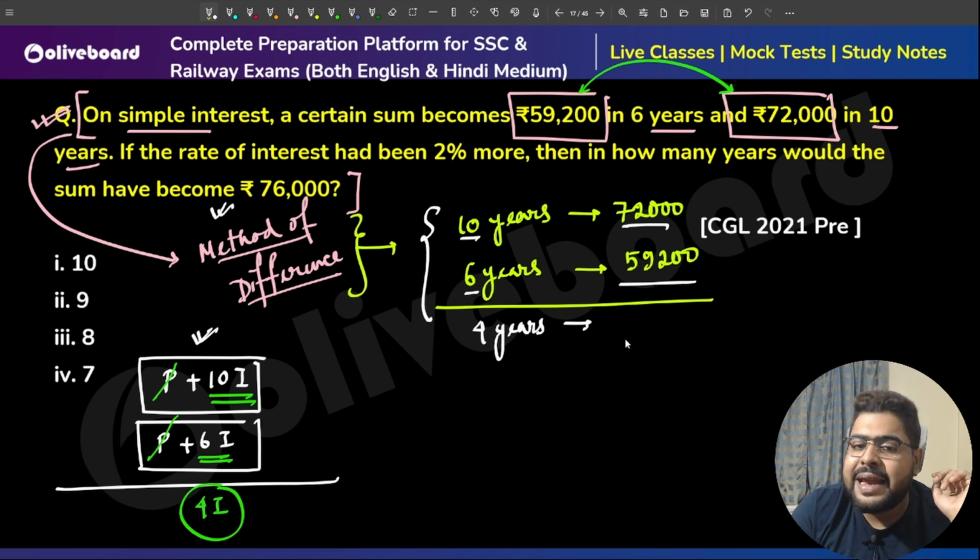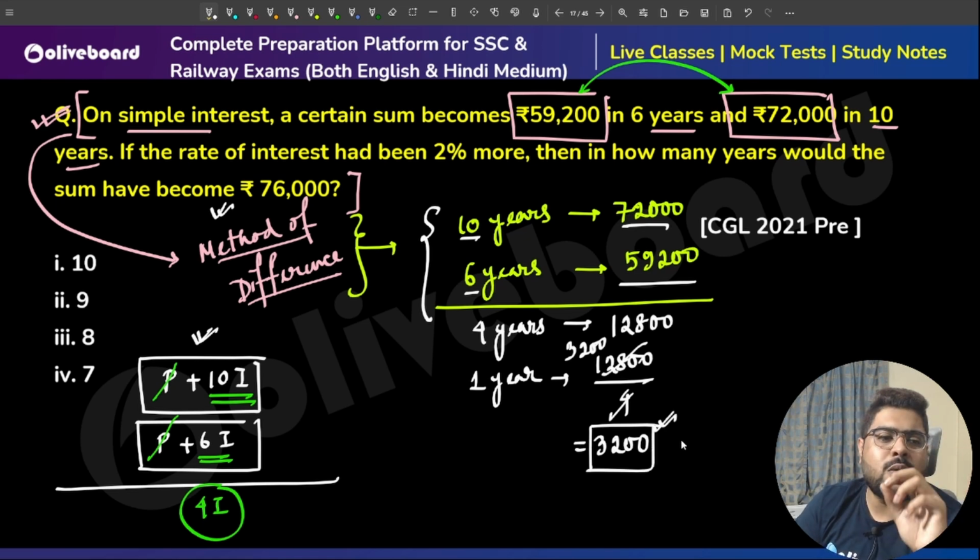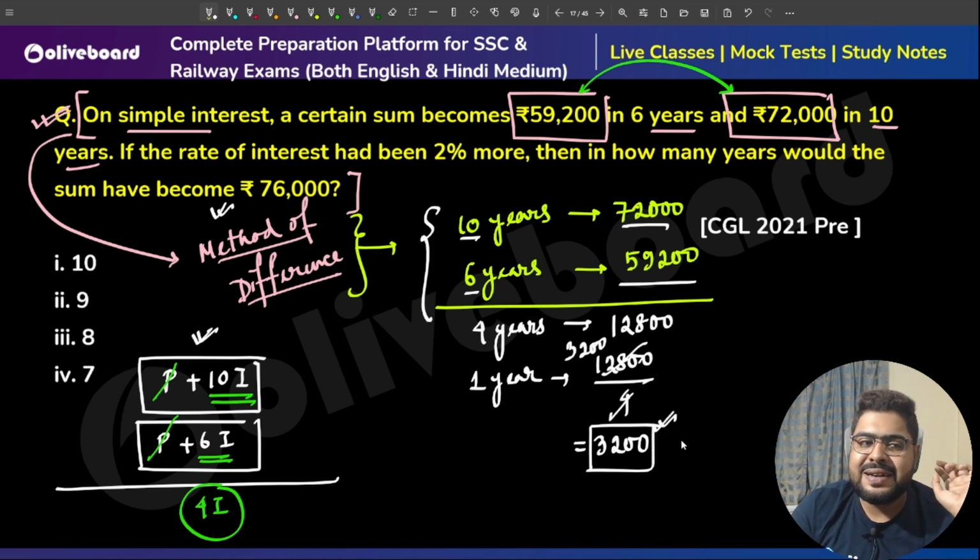And here, 800 more. So total, this thing. Sir, 1 year interest is how much? Divide this by 4. 4 3s are 12, 4 2s are 8, 3,200 rupees. 1 year interest is 3,200 rupees.